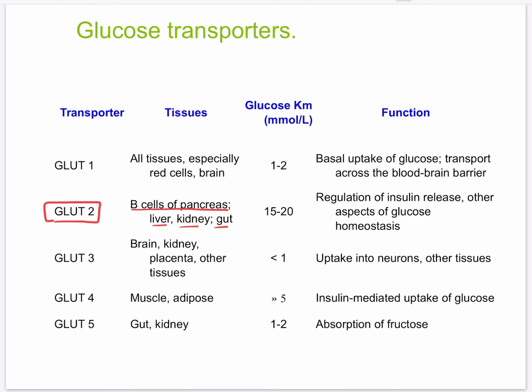And there are other GLUTs, for example GLUT3, which we can find in neurons, and it is not insulin dependent. And there is GLUT5, in the GI tract, which helps absorption of fructose. It is very important. It does not work with insulin. And GLUT1 also acts at the blood-brain barrier. It is not insulin dependent.